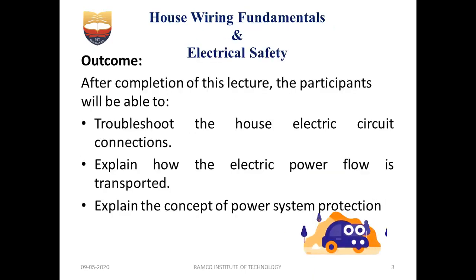So our course outcome: after the completion of this lecture, my participants will be able to troubleshoot the house electric circuit connections. That means at the end of the session you will get some idea about your house electric circuit connections. Then you can explain how the electric power is transported, where it is generated, through which medium it is transmitted, how much power we are getting, how we are utilizing that power. Then the third outcome is the concept of power system protection, how we are going to do protection in our home. That and all we are going to discuss.